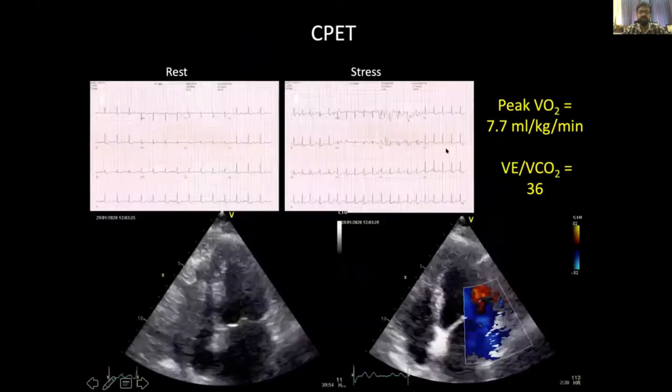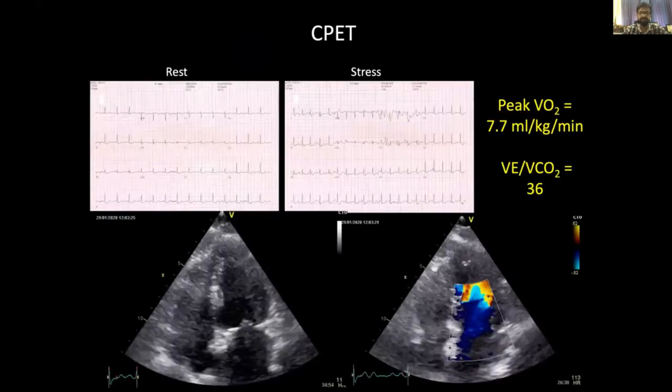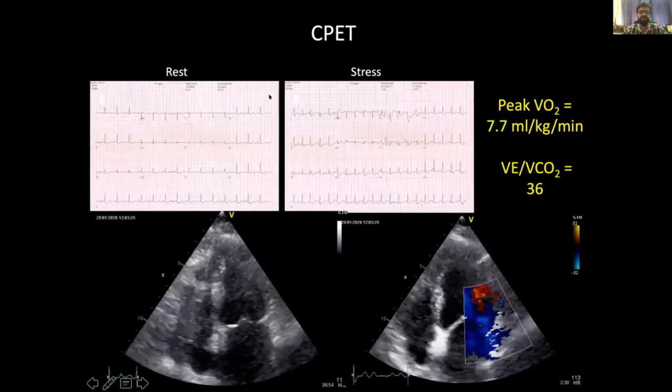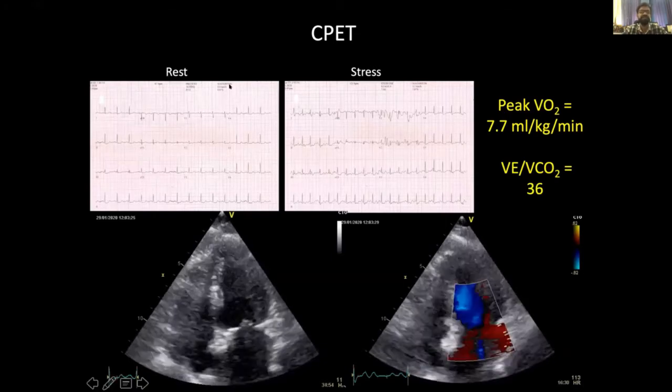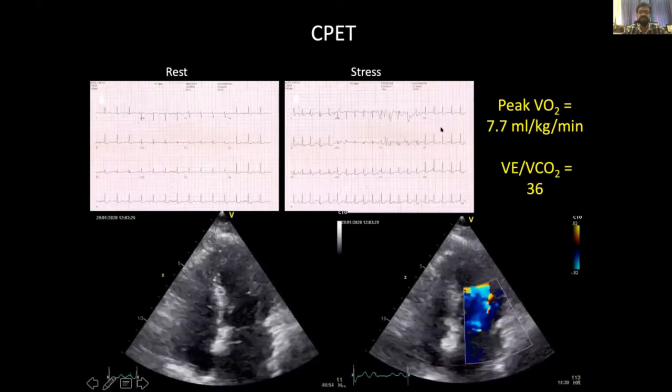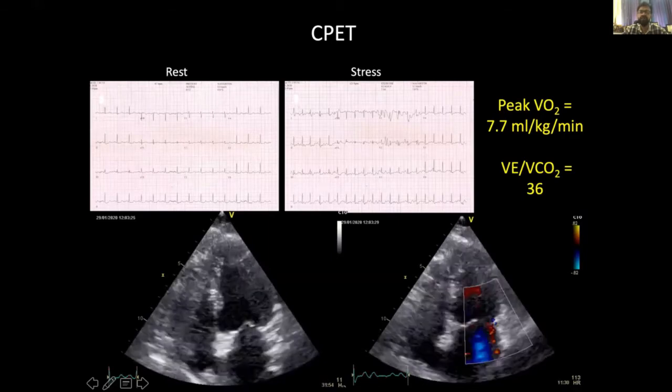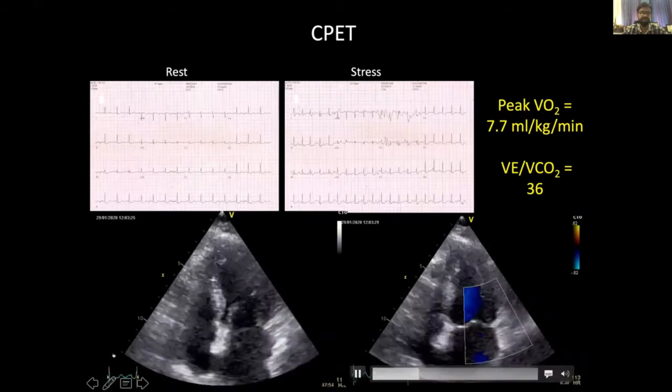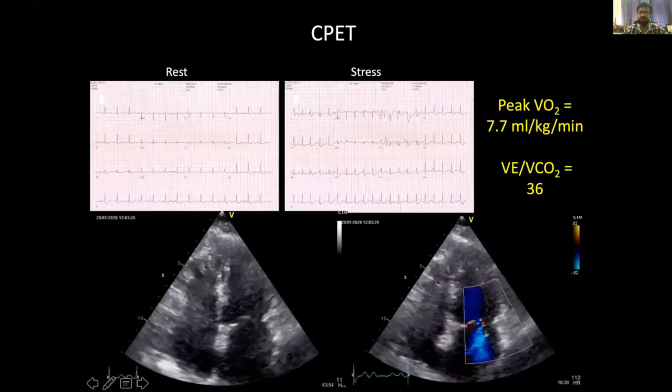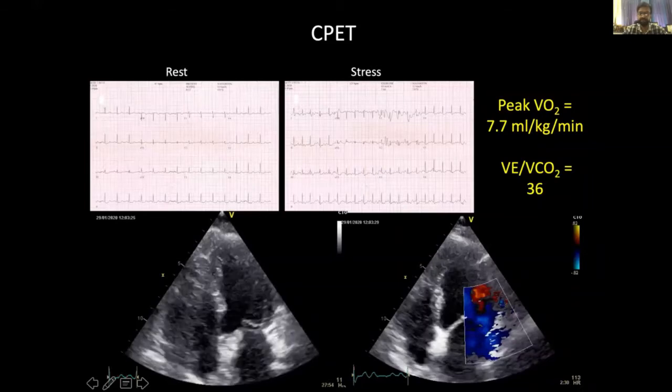So we made this patient exercise, and this is on a CPET study. This is the ECG at rest, and this is at stress, and we got the peak VO2 of around 7.7, and also VE/VCO2 of 36.